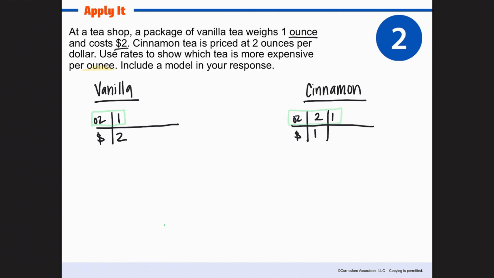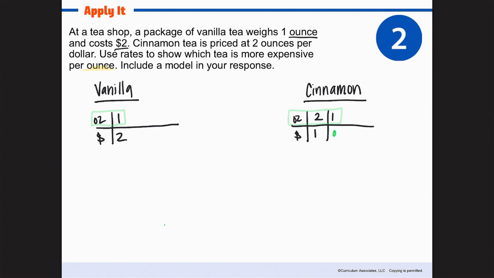So what I'm going to do is I'm going to figure out what my rate is. Well, if I know that for every $1 I get 2 ounces, how many ounces if I split that, right? If I divided that in half because I want half as much, what would I get here? What's half of $1?